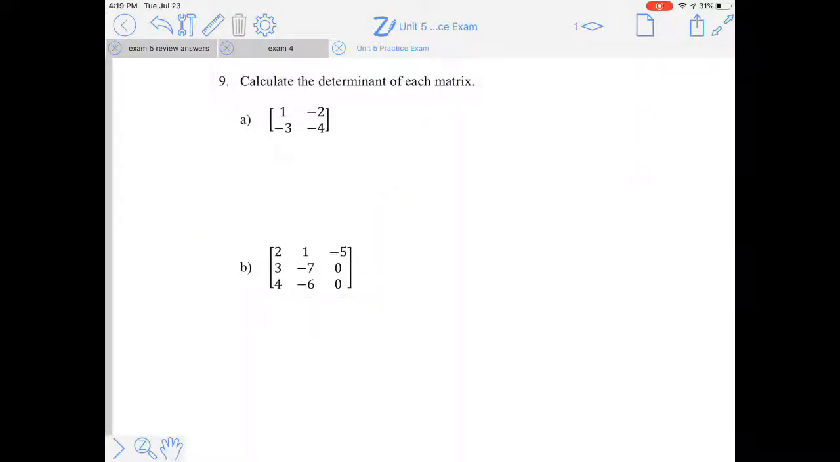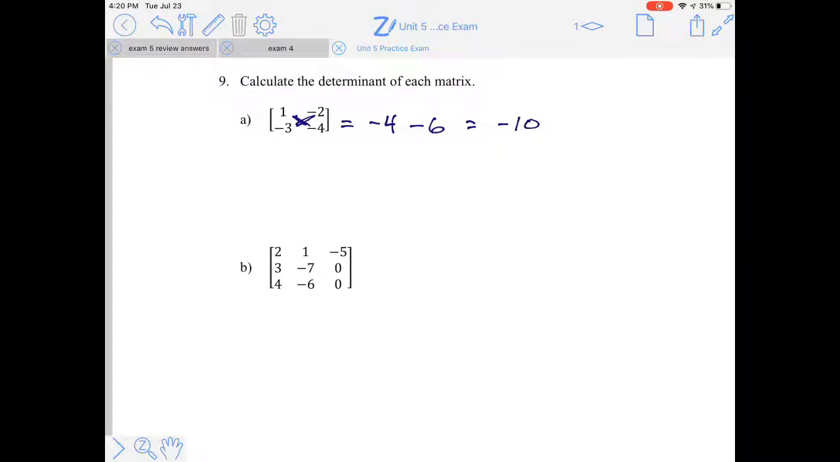I'm done with the diagonals. You like the diagonal way? Yeah. Okay. So, let's do A real quick. 2 by 2 is that product, so that's -4, minus that product, which is +6. So I'm getting -10 there.